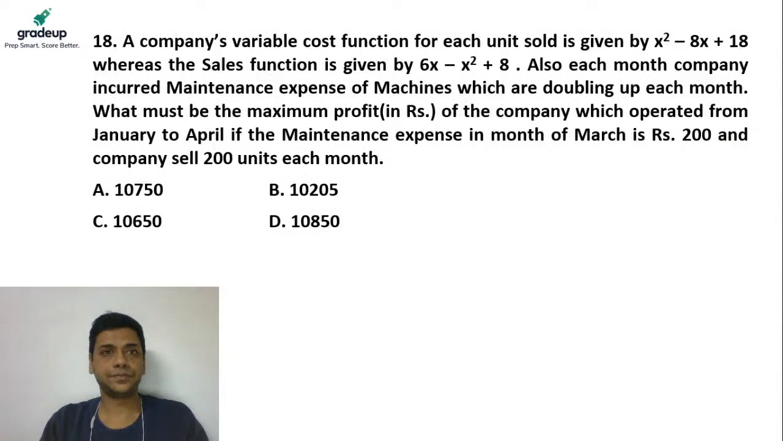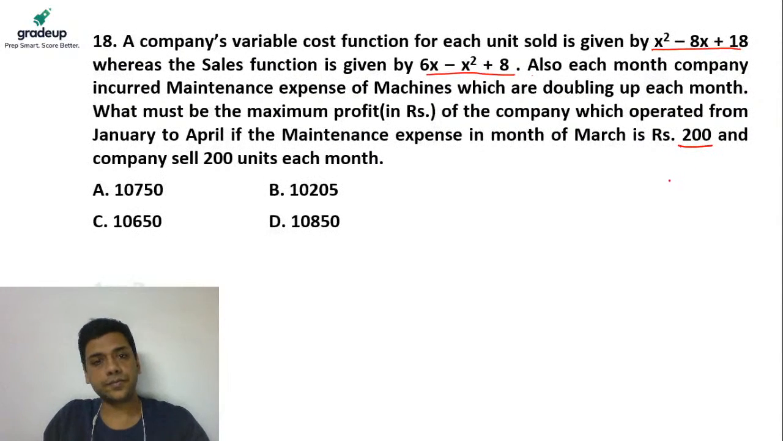Question number 18. A company's variable cost is a function of each and every unit sold. So the function of cost is given to you, the function of sales is given to you, and then maintenance is given. For maintenance it says that over and above this cost there is also monthly maintenance expenses which doubles up every month. What should be the maximum profit of the company which operates from January to April, and maintenance for the month of March is 200.